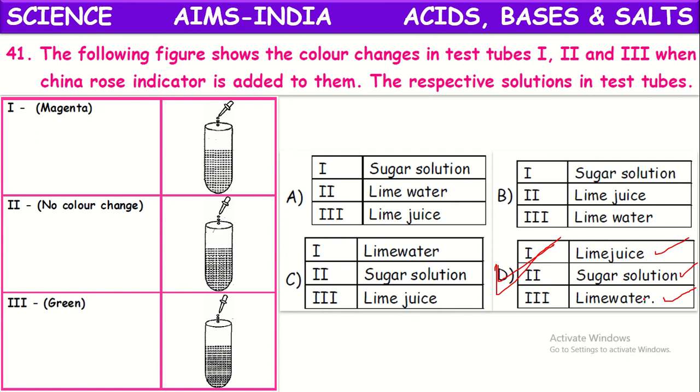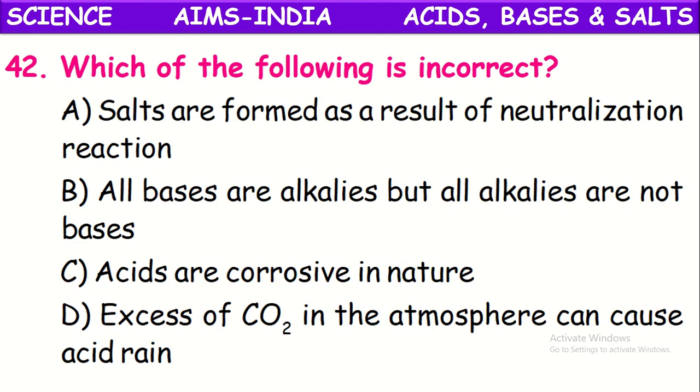Okay, that is the correct answer now. Next, which of the following is incorrect? Some statements are mentioned; which is the incorrect statement among these? Salts are formed as a result of neutralization reaction. Of course, when acid and base react, they form salt and water. All bases are alkalis, but all alkalis are not bases. This we have already seen. All alkalis are bases, but all bases are not alkalis. This is given here in the wrong way.